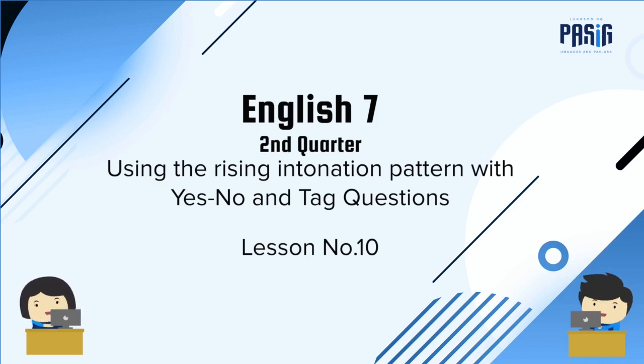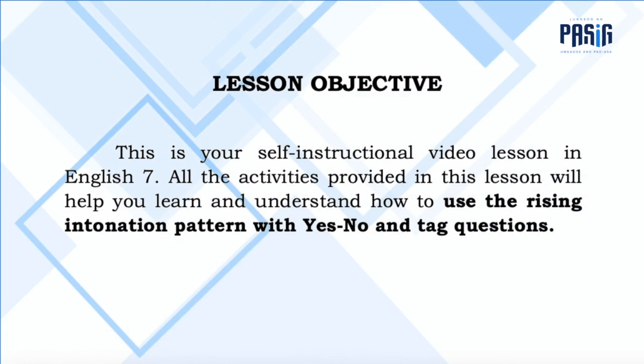We are in the second quarter of our set of lessons, and I hope everybody will delight in learning today with lesson number 10, using the rising intonation pattern with yes, no, and tag questions. This is your self-instructional video lesson in English Grade 7. All the activities provided in this lesson will help you learn and understand how to use the rising intonation pattern with yes, no, and tag questions.